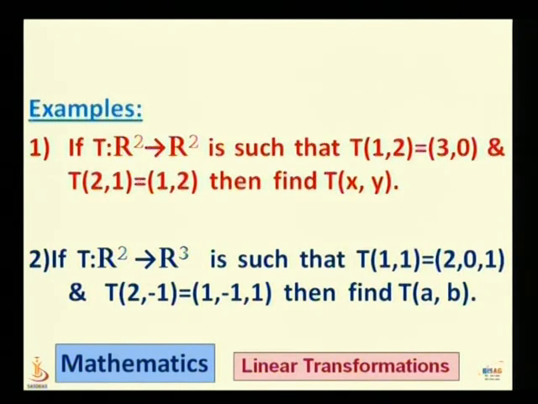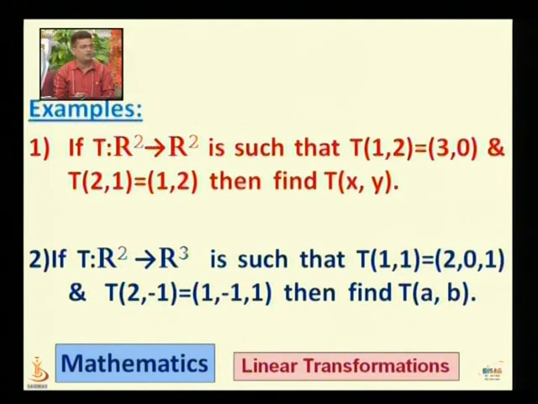Suppose we have a linear transformation T from R2 to R2 defined by T of (1, 2) is equal to (3, 0) and T of (2, 1) is equal to (1, 2). Then we can find the formula of T. The previous theorem says that whenever a linear transformation is defined on each vector of a basis, then we can find out the formula of T. Okay, so we see the first example.